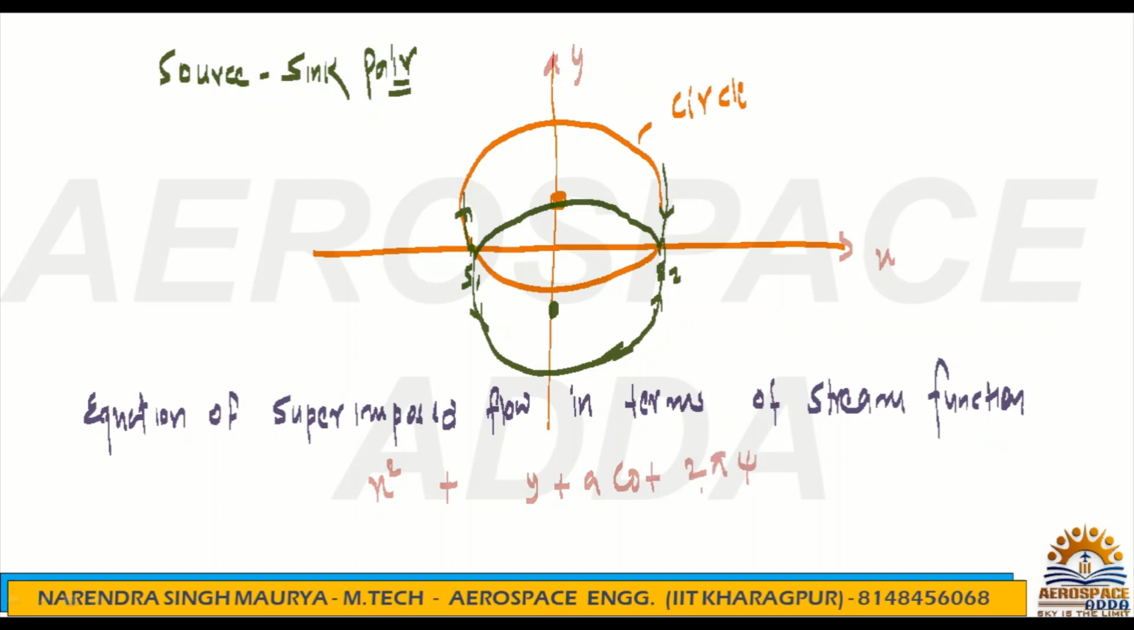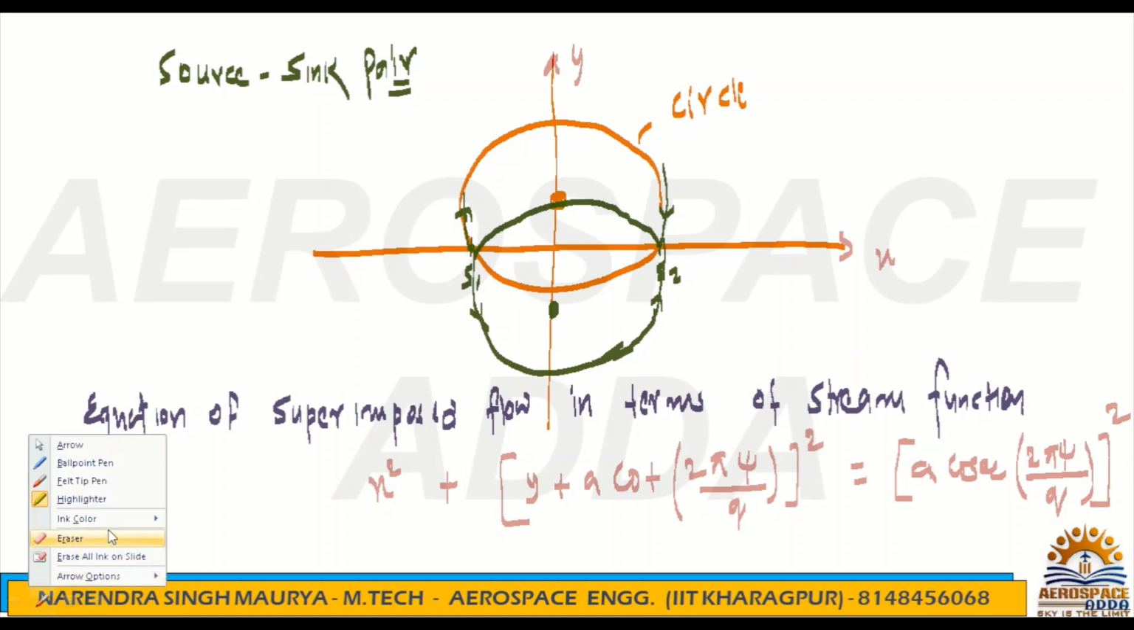y minus a cot(2 pi psi by q) whole square is equal to (a cosec(2 pi psi by q)) whole square. So it's a kind of equation which is nothing but x square plus y square is equal to a square. Yes or no?